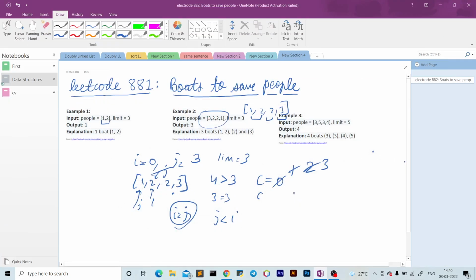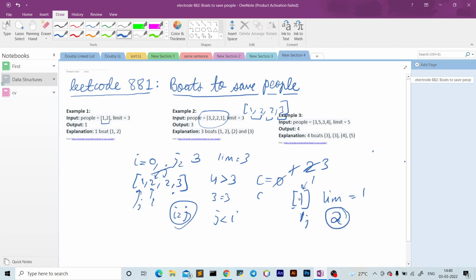The only thing we have to consider is that when we are given a single element, and both i and j are here, and let's say the limit is 1, then if we add the ith and jth element, it would be 2 and that would be greater than the limit. So we don't want to do that. We just want the weight of this ith element only. So this is the only thing that we have to consider. The time complexity of this problem would be O of n log n because we are doing the sorting.